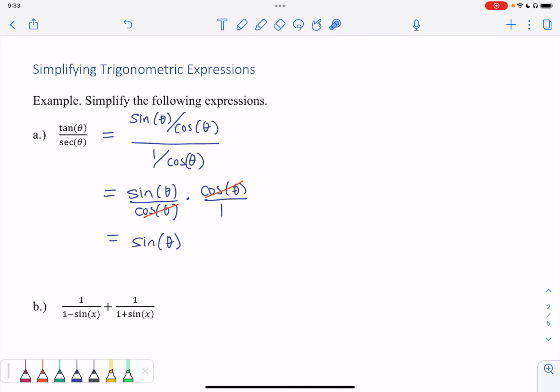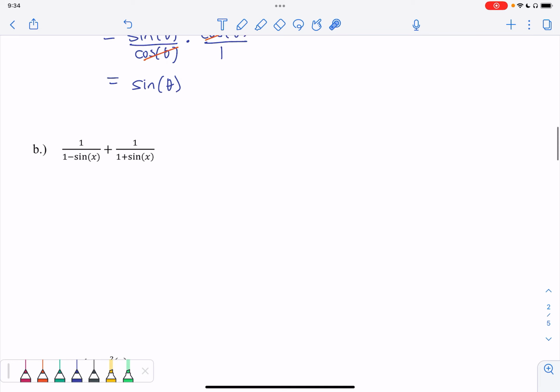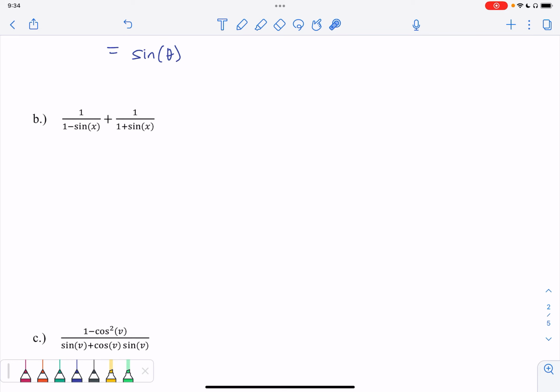What's implied is that this holds for every theta as long as theta makes the original expression defined and the final expression defined. All right, let's get on to the next one. Here, notice we're using x as our input instead of theta. Sometimes we use v or u or something else, but it's really just a placeholder for that input.